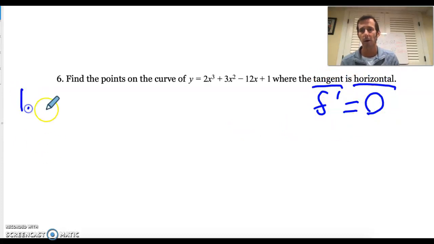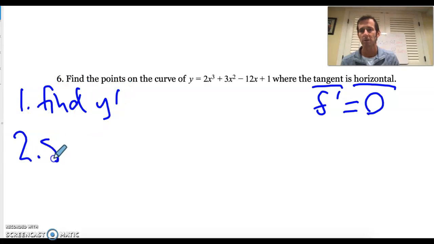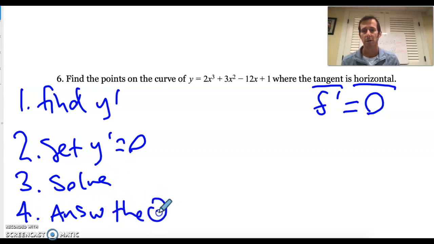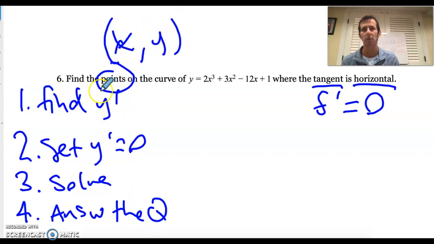Here you go. Step 1, find the derivative. Step 2, set the derivative equal to 0. Step 3, solve. And step 4, answer the question. All right, this wants points. Points are an x and a y value. Otherwise, it may just say, what are the x values when the tangent is horizontal? So whatever it asks for, make sure you give it to them.